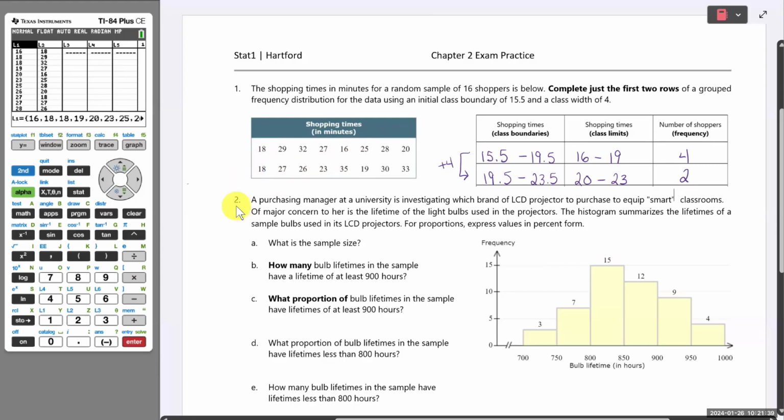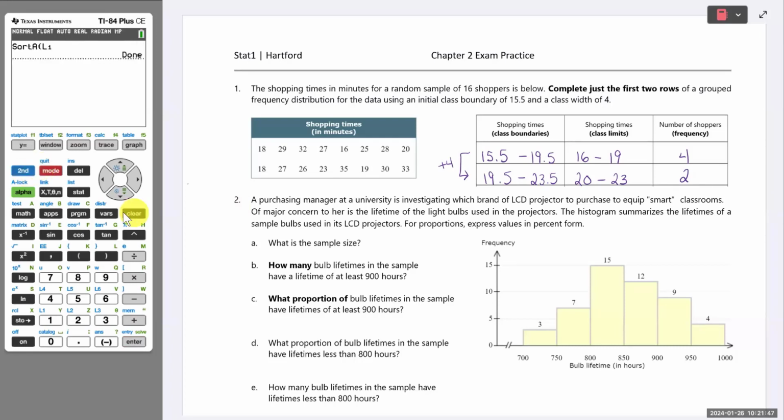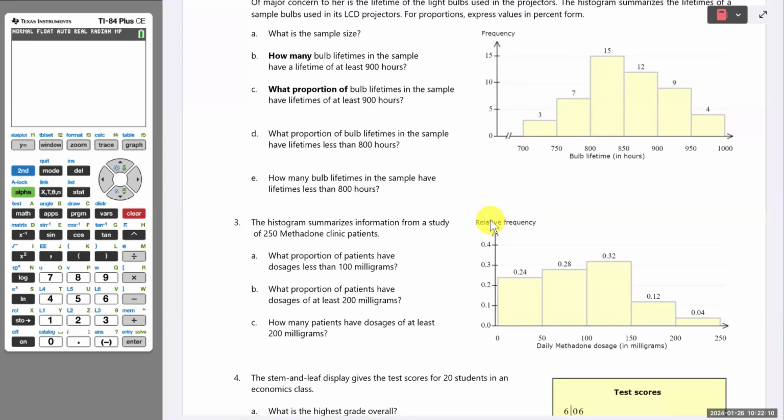All right, number 2. So now what we'd like to do is focus on interpreting histograms. So before I do this particular question, I just want to point out here that with our histograms, we really want to focus on the y-axis and what information is provided. So we'll either get frequency, like here, a frequency. So this would be a count of how many of something, versus on number 3, the y-axis is relative frequency. So that would represent a proportion of something. So we want to focus on that first, and then let's check out these questions.